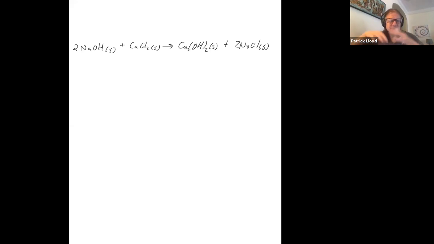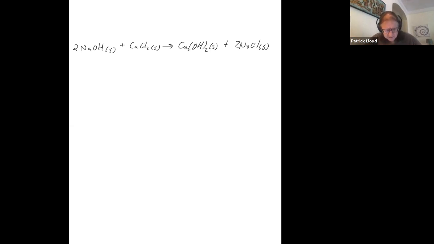Okay, so let me write this equation. 2NaOH solid plus CaCl2 solid goes to Ca(OH)2 solid. It's kind of a strange reaction. 2NaCl solid. Okay, I'm not sure this reaction is very easy to measure, and because you have all these solids, you can calculate it using these heat of formation values.